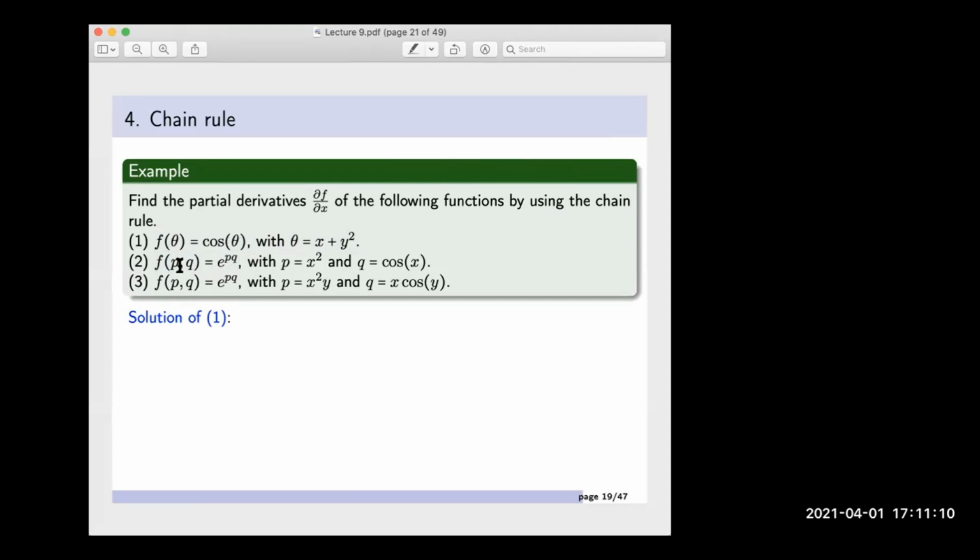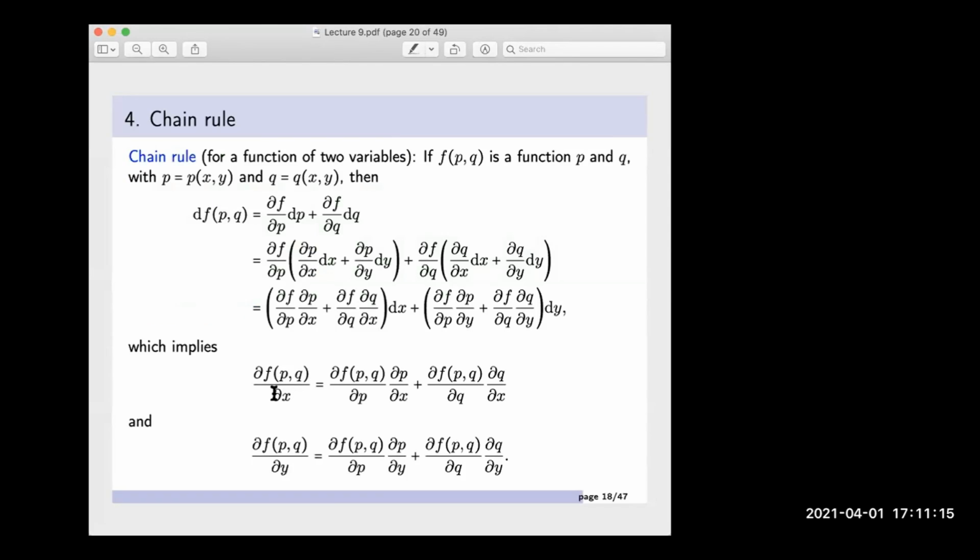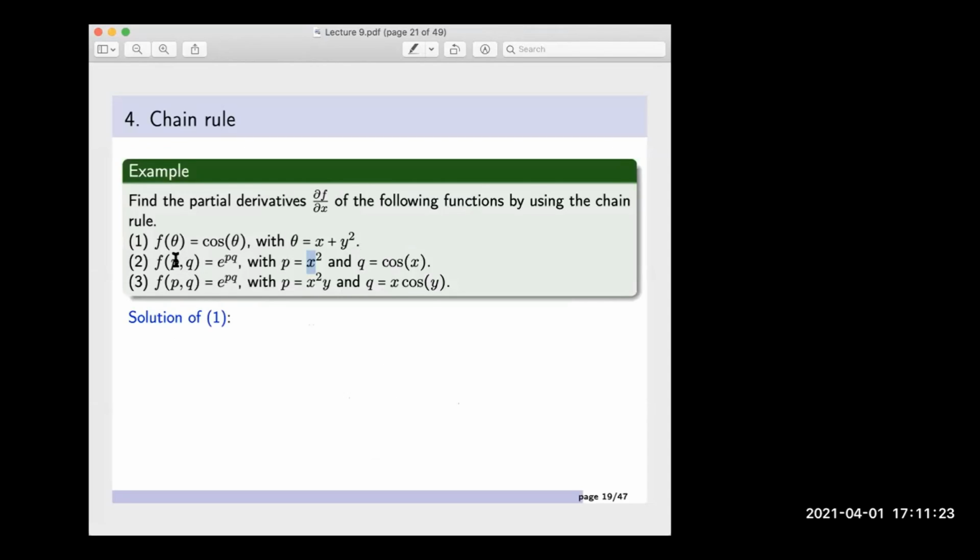If you want to calculate the partial derivative in x, according to the formula written here, you need to calculate the partial derivative in p times the partial derivative of p. So for the partial derivative in p, if you take the derivative of the exponential function, you get a coefficient q, right? So you get q times this exponential pq, and then times the derivative of p in x, and that would be 2x. So you get 2x times q times this exponential function.